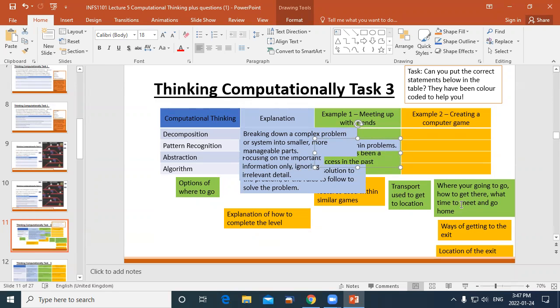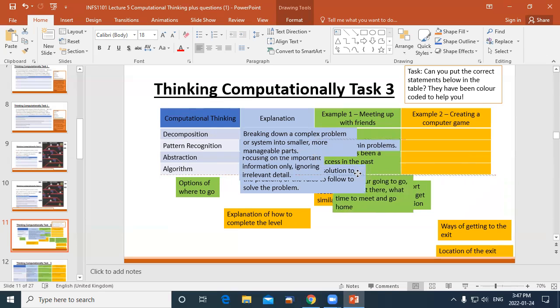All right, where are you going to go? How are you going to get there? And what time you meet and go? What would be any of those? Where are you going to go? I would go with that. I reckon that's an excellent answer for that one. I'm going with algorithm, right? So we've done pattern recognition. We've done algorithm. We've got a couple more things to go here.